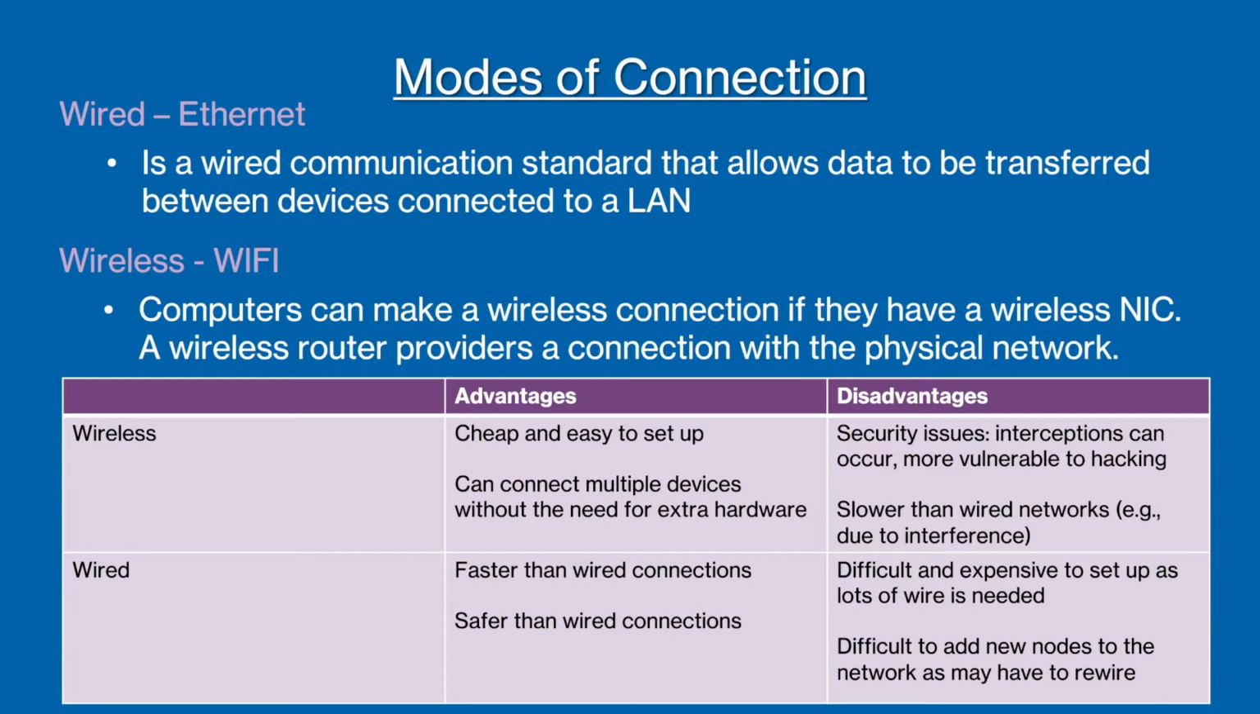However, wired transmissions are much faster and safer than wireless transmissions. This is because interference such as walls can slow down or disrupt wireless transmissions. Also, on a wireless network there are more security threats as the packets of data can be intercepted more easily, making the network more vulnerable to hacking.